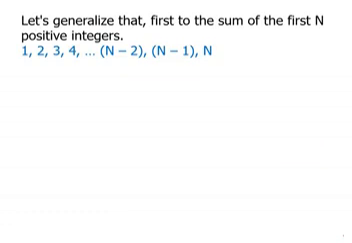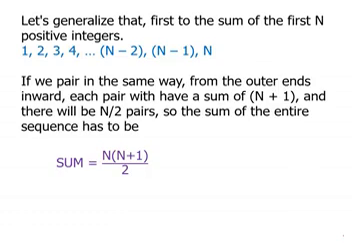Let's generalize that to the sum of the first n positive integers. So the first pairing would be n plus 1. The second pair would be n minus 1 plus 2, which is also n plus 1. Then n minus 2 plus 3, which is also n plus 1. So each pair would be n plus 1. That would be its sum. And there'd be n over 2 pairs, so the sum of the entire sequence has to be n times (n plus 1) over 2. That is the sum of the first n positive integers.